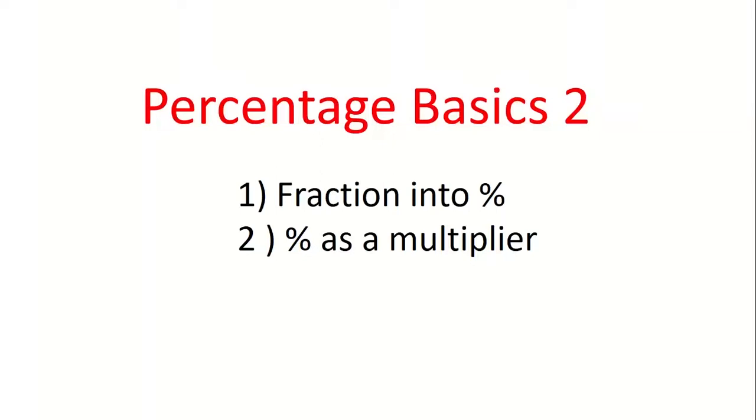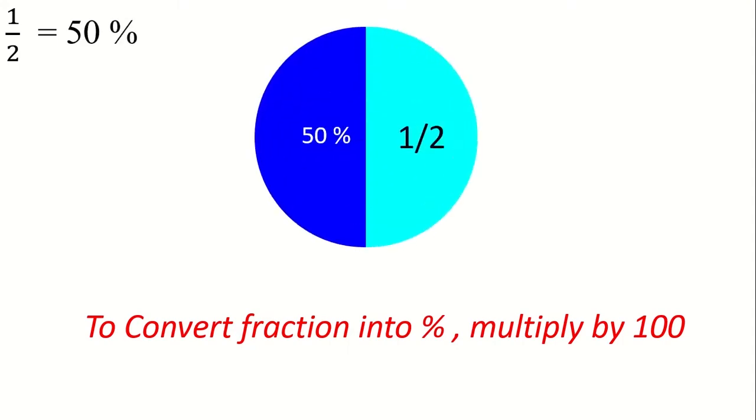Percentage basics too. So today we are going to learn fraction into percentage and the second concept, which is percentage used as a multiplier. To convert any fraction into percentage, just multiply by 100. For example, 1 by 2. If I multiply 1 by 2 with 100, I get 50%. So 1 by 2 is equivalent to 50%.